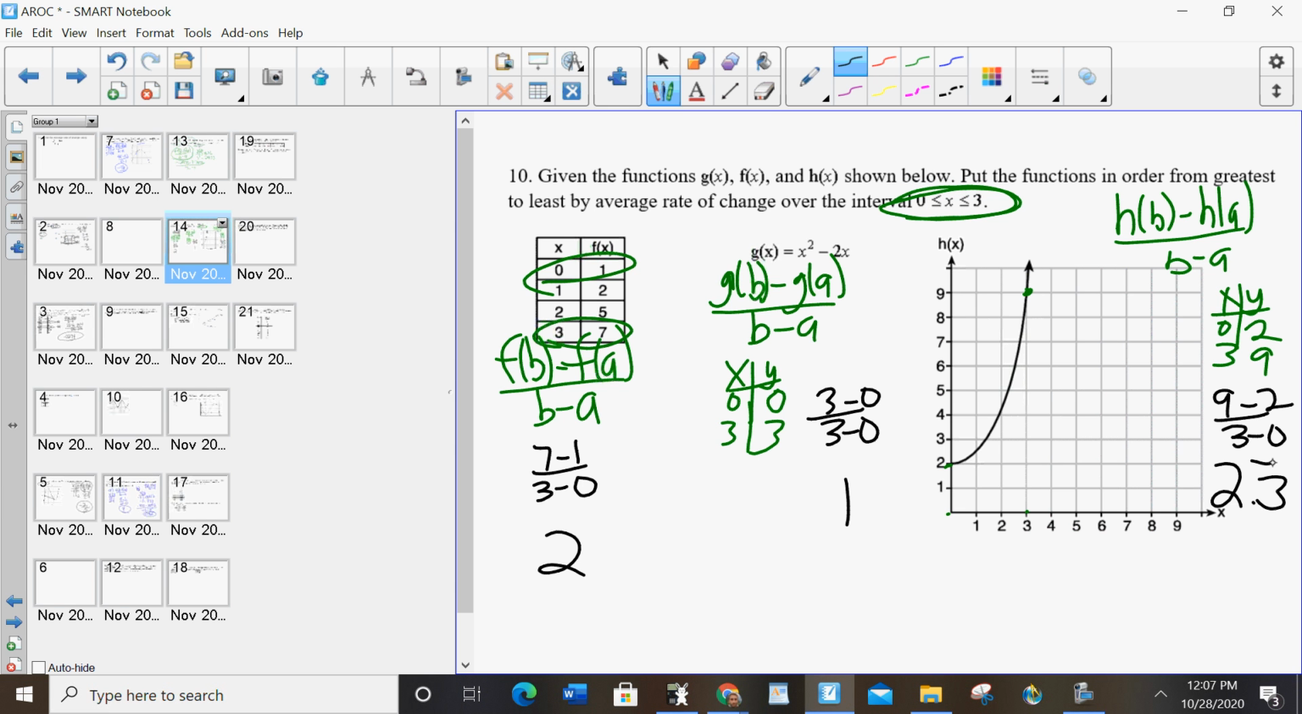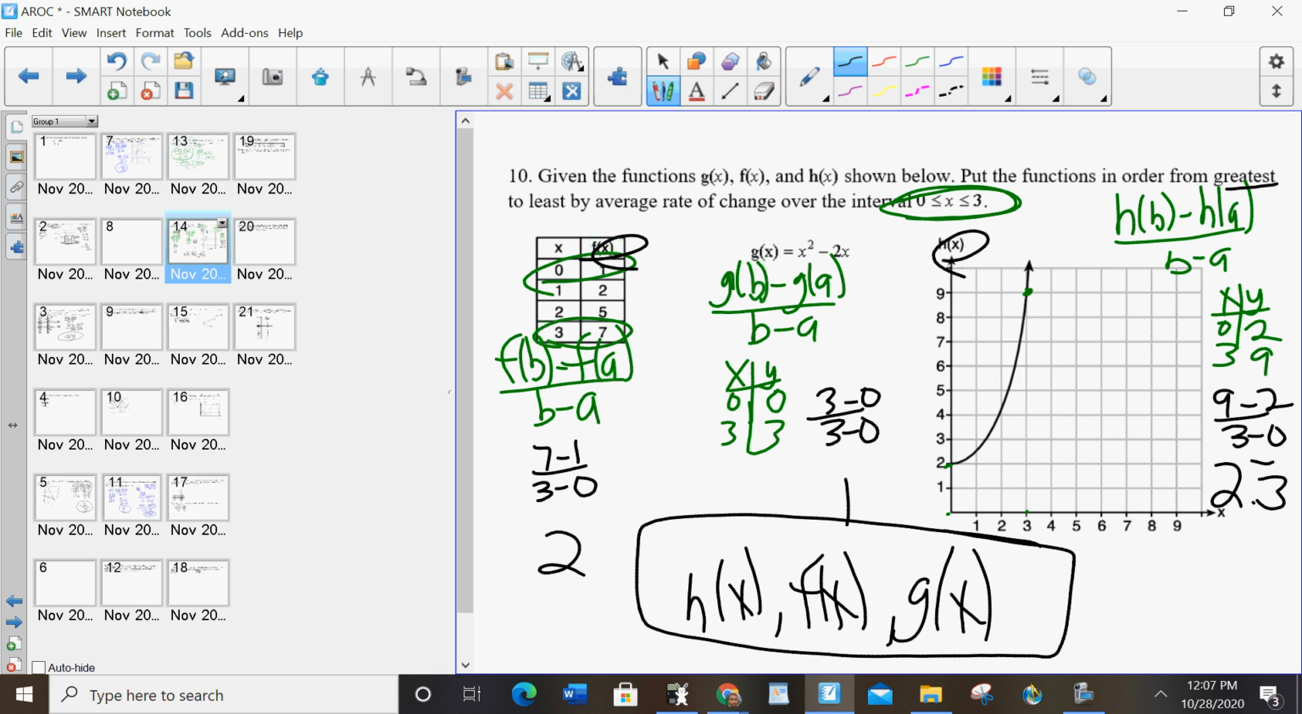So in order from greatest to least, well, the greatest one is H. Then next greatest after 2.3 is 2, that's F. And then G of X is the smallest. So if they ask you to put it in order, you need to put it in order. Find the average rate of change for each of them, and then once you have that, you can order them.